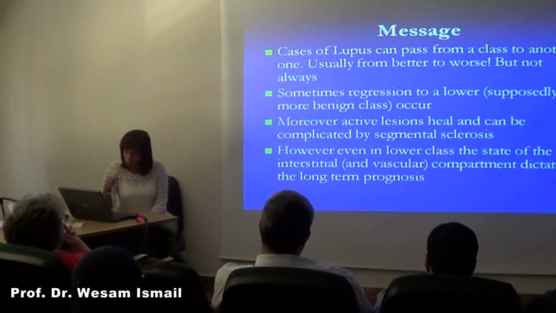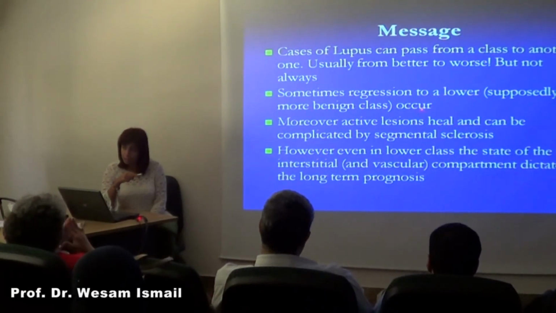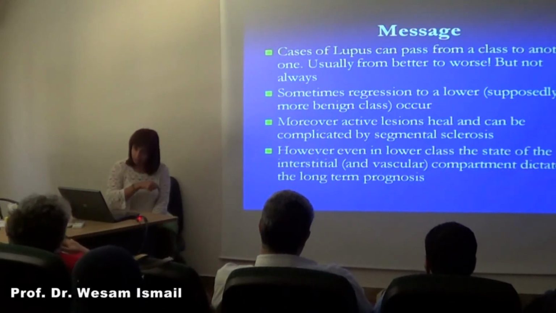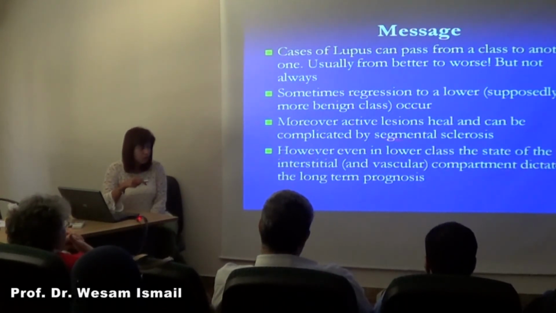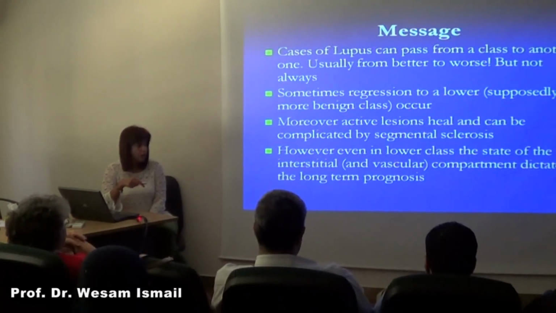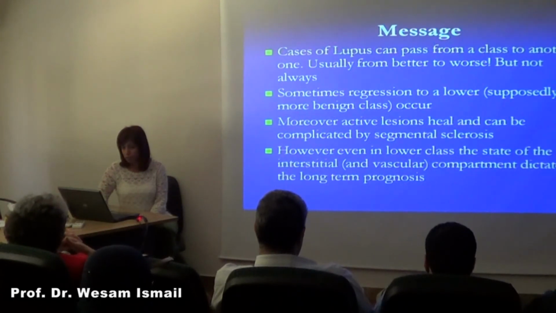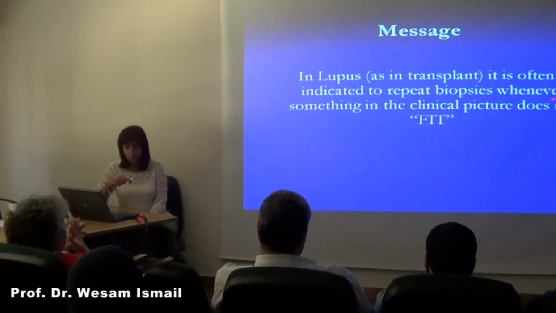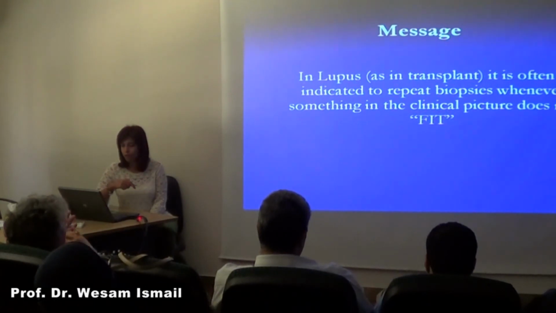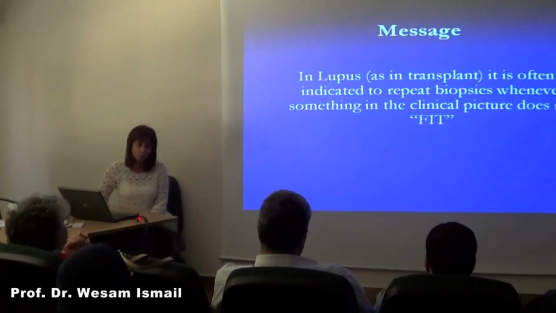You do get patients with class 5 and then they turn to be class 2, but beware of these patients. What's most important is that active lesions heal. And this is what happened. Her class 3 segmental lesions, although milder than the stage before, healed. She ended up complicated by segmental sclerosis lesions. And even in a lower class, the state of the interstitium and vascular compartment is what actually dictates the long-term prognosis of the patients. So in lupus, as in a transplant, it is indicated to repeat biopsies whenever the clinical picture does not fit. Thank you.